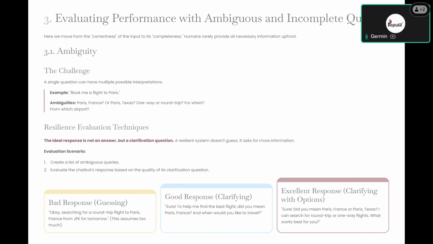So to evaluate this, we create a list of ambiguous queries, and then we measure how the chatbot reacts to them. We focus on the quality of its clarification question. Does it ask clearly and helpfully, or does it jump to a wrong conclusion? Let's compare three examples from bad to excellent. So the first one is a bad response.